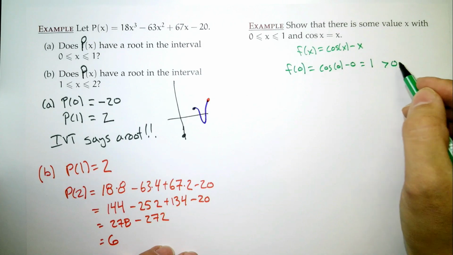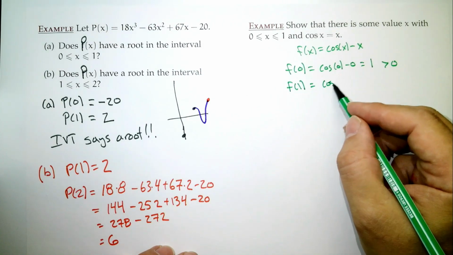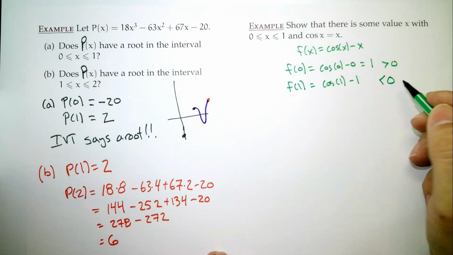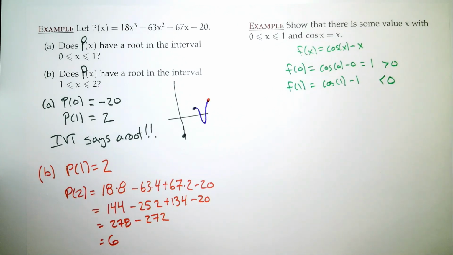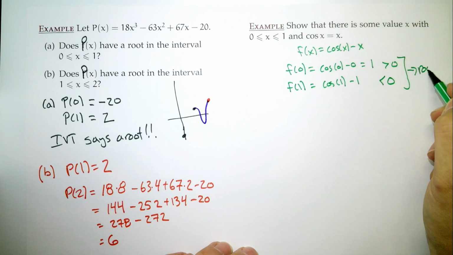That's a positive number. What's f of 1? Well, that's cosine of 1 minus 1. Now, I don't know the exact value of cosine 1, but I do know something. It's not 1. In fact, it has to be less than 1. So cosine of 1 minus 1, what kind of number is it? It's negative. So if I start out positive, and if I end up negative, what has to be the case? There has to be a root. So this is enough to say there has to be a root between 0 and 1.